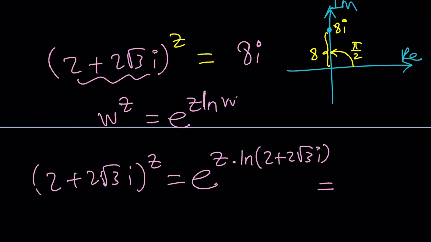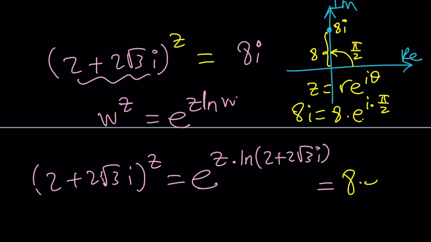So you need two things. z = r e^(iθ), where r is the modulus, or the absolute value, or the distance. In this case, 8i would be 8 times e^(i·π/2). But that's just one of the values of 8i, because we could write it in a more general form, which is 8 times e to the power i times (π/2 + 2πn).